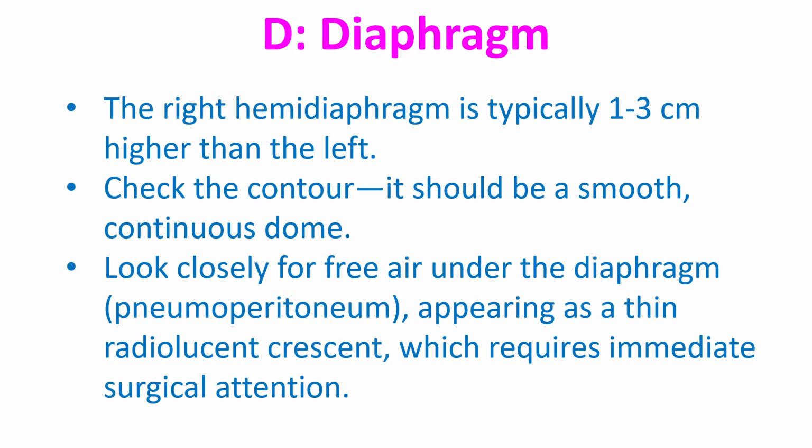D for diaphragm. The right hemidiaphragm is typically 1 to 3 cm higher than the left. Check the contour. It should be a smooth, continuous dome. Look closely for free air under the diaphragm, pneumoperitoneum, appearing as a thin radiolucent crescent, which requires immediate surgical attention.